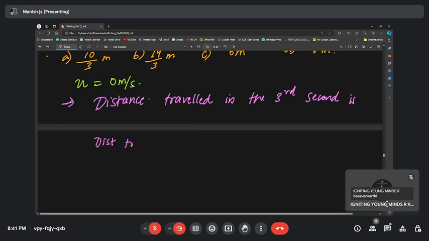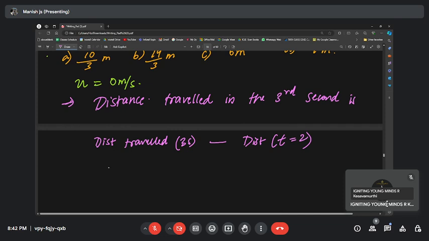So distance traveled for the third second minus the distance traveled during the second second. That is, when t is equal to 2. I'll just put it that way so that it is simple. When t is equal to 3 minus when t is equal to 2. As initial velocity is 0, go and substitute that particular value.